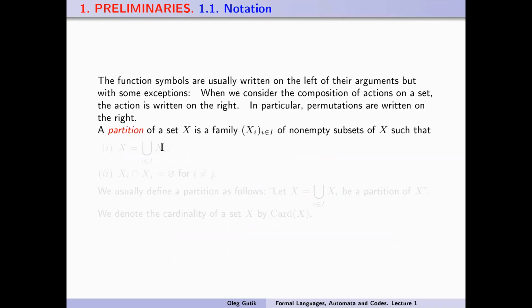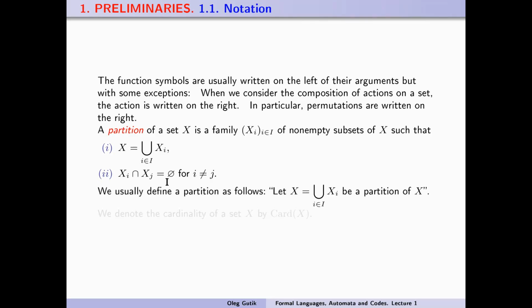So a partition of this set X is a family X_i of non-empty subsets of X such that the following conditions hold: X is equal to the union of the X_i, and for distinct i and j, the intersection of X_i and X_j is the empty set. So we usually define a partition in the following way: let X be the union of X_i, i belongs to I, be a partition of X.